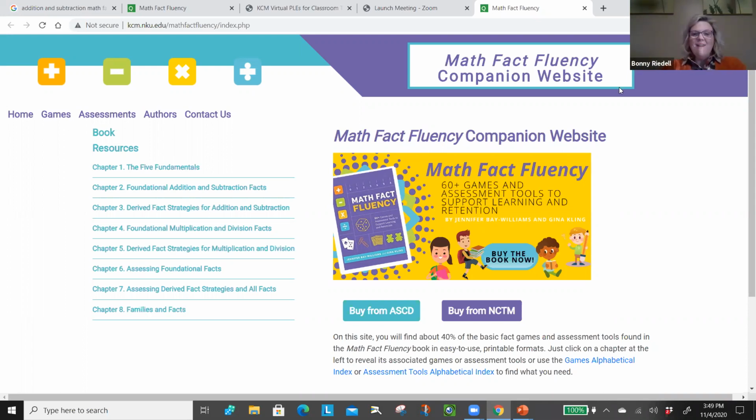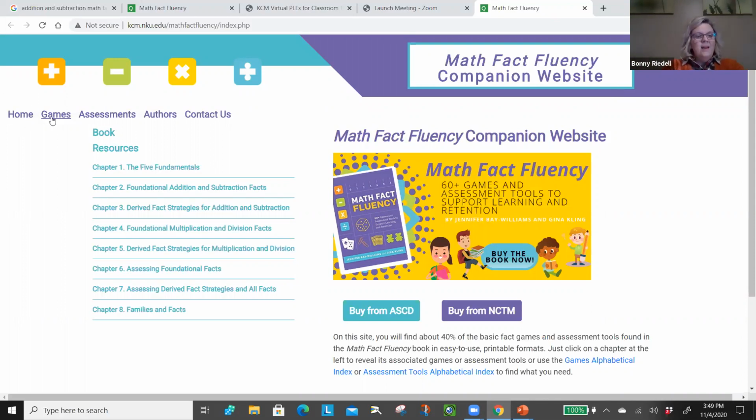All right, so we are on our Math Fact Fluency Companion website. To get the most out of this website, you definitely need the book. You would need to go back and read some of the pedagogy that goes with the games and why you play the games. And we only have, what, 40% of the games and assessments on here. So there is so much more to the book. But here's our landing page.